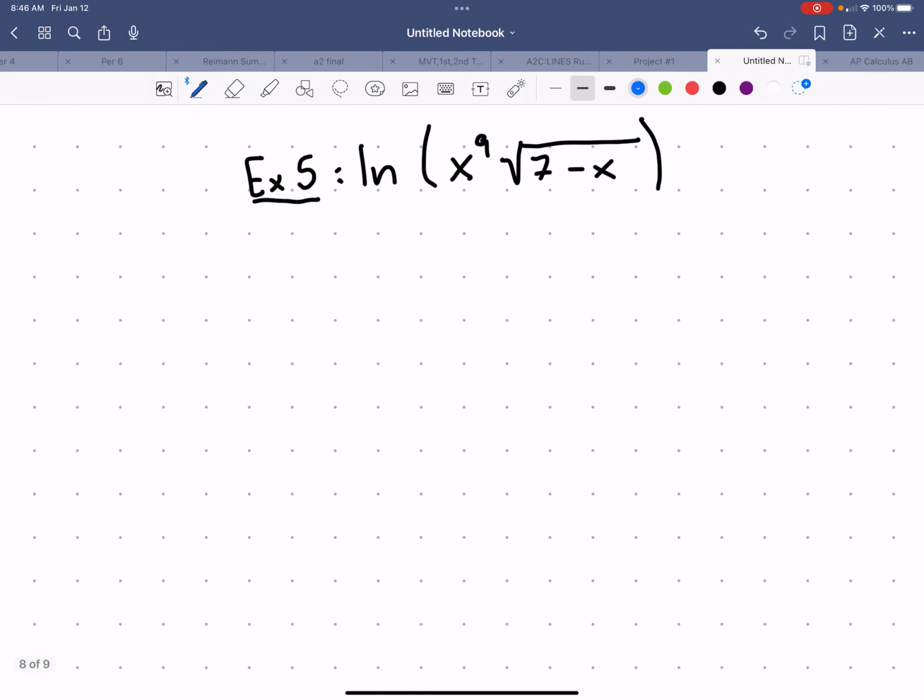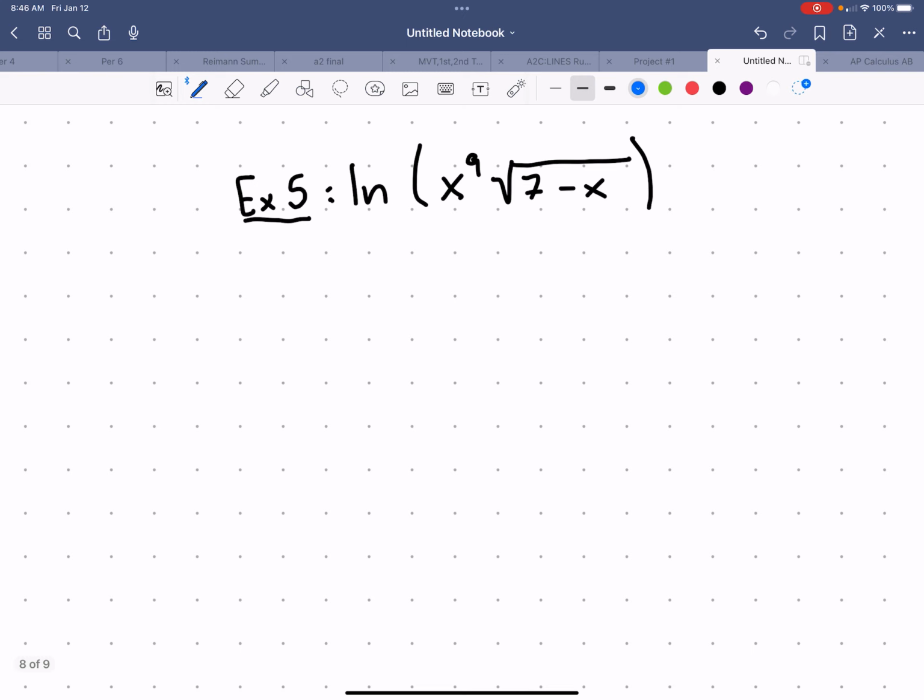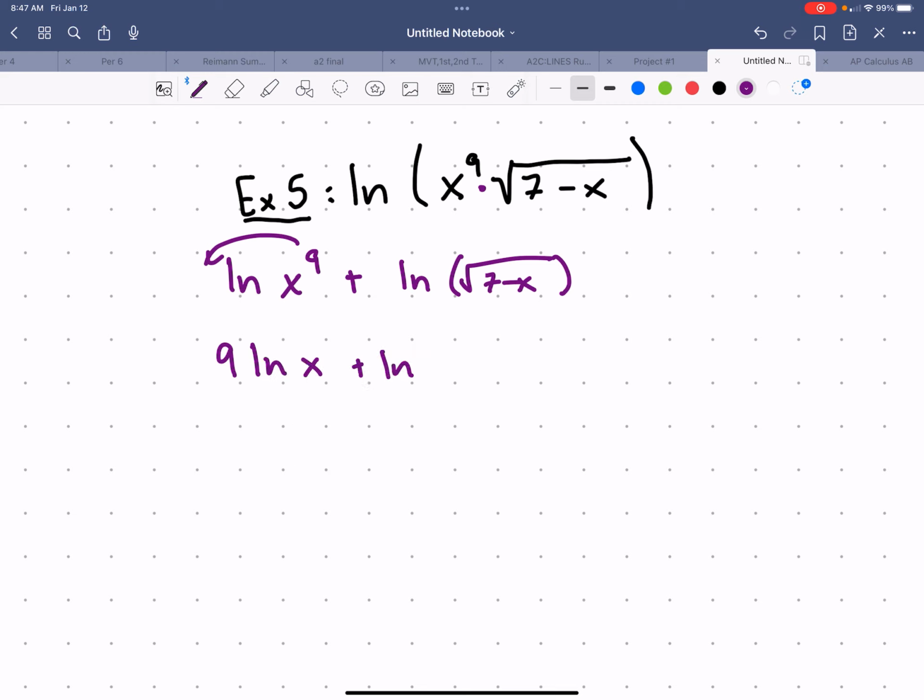All right, now we have ln of x to the 9th times the square root of 7 minus x. All right, so this is multiplication right here. So we're going to rewrite this as ln of x to the power of 9 plus ln of square root 7 minus x. And then you're going to bring the power to the front, and you're going to have 9 ln of x plus ln of square root 7 minus x.